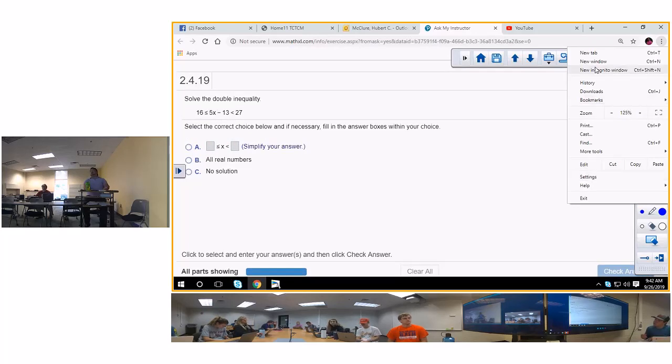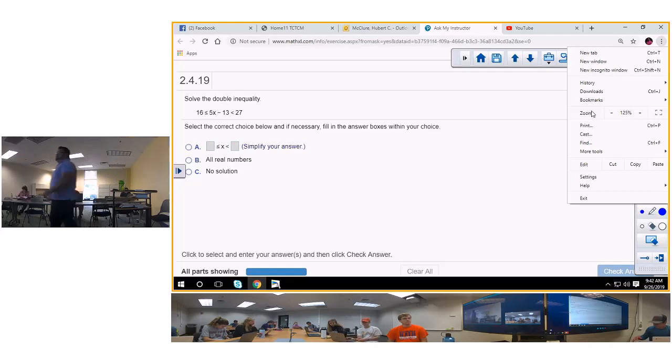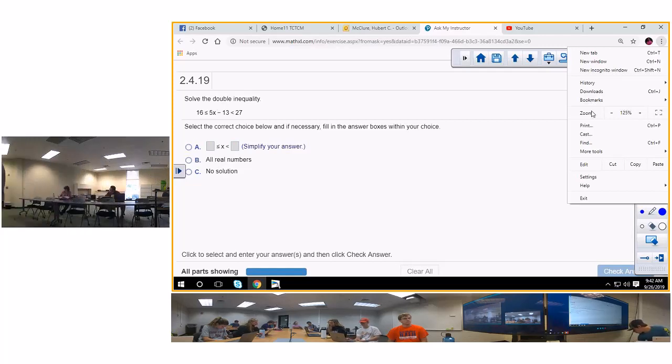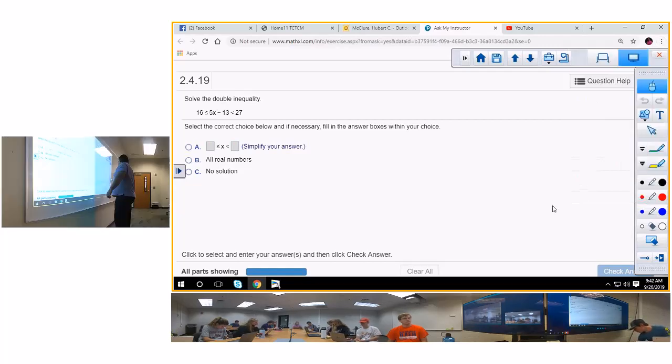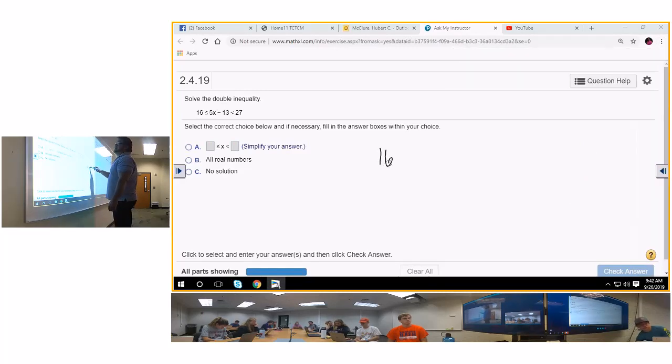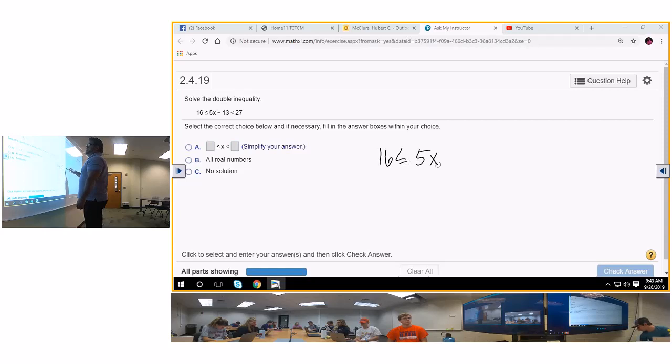These are homework questions, and then we'll go into new material. So we got to solve for x, and of course x is already positive, so don't mess it up. Don't leave it alone. So we got 16 less than or equal to 5x minus 13 less than 27. Add 13 on both sides.